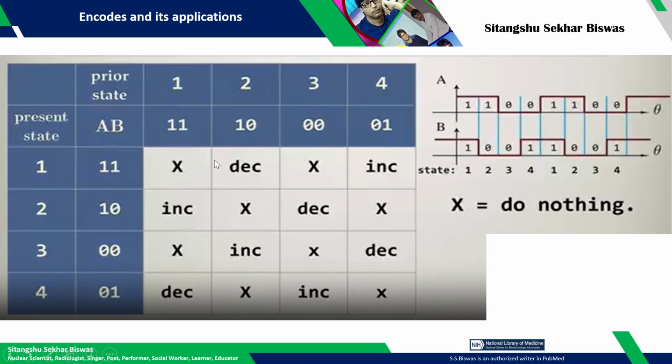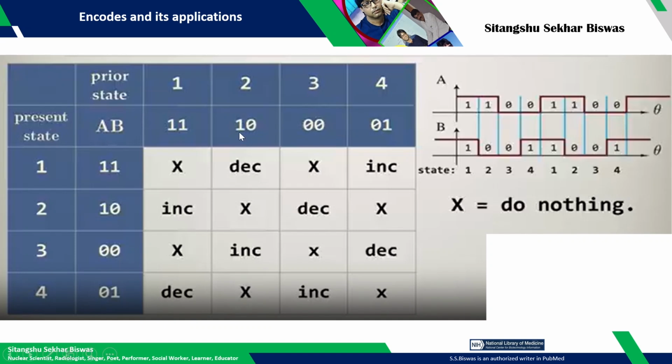There are 3 cases. The first case is increasing the counter. There are 4 cases for increasing the counter. First, when the present state is equal to 1 and the previous state is equal to 4. And when the present state is equal to 2 and the previous state is equal to 1, and when the present state is equal to 3 and the previous state is equal to 2, and when the present state is equal to 4 and the previous state is equal to 3. This shows the counter increasing.